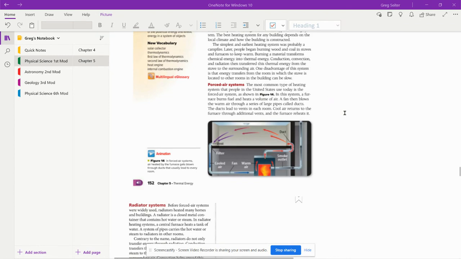There is a forced air system. This is the most common and probably what you have in your house. Some sort of fuel is burned, and that fuel generates heat, and a fan blows through these ducts, and the heat is released into the rooms. Okay. It's a convection current. It heats up the air. The hot air rises and moves around.